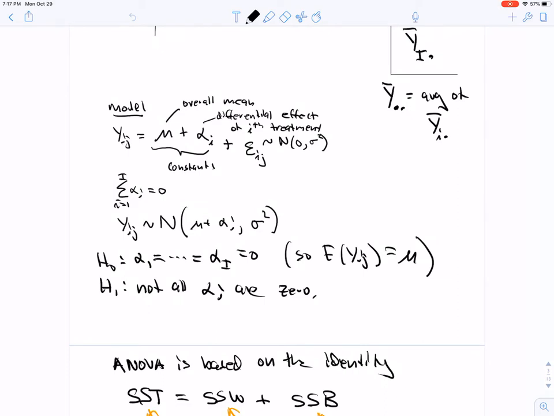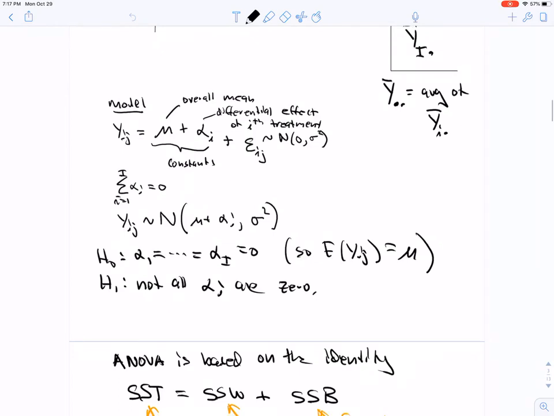So the Yij's are normal, mu plus alpha i, with variance sigma squared. And as I said, my null is that the alpha i's are all 0, and the alternative is that not all the alpha i's are 0.